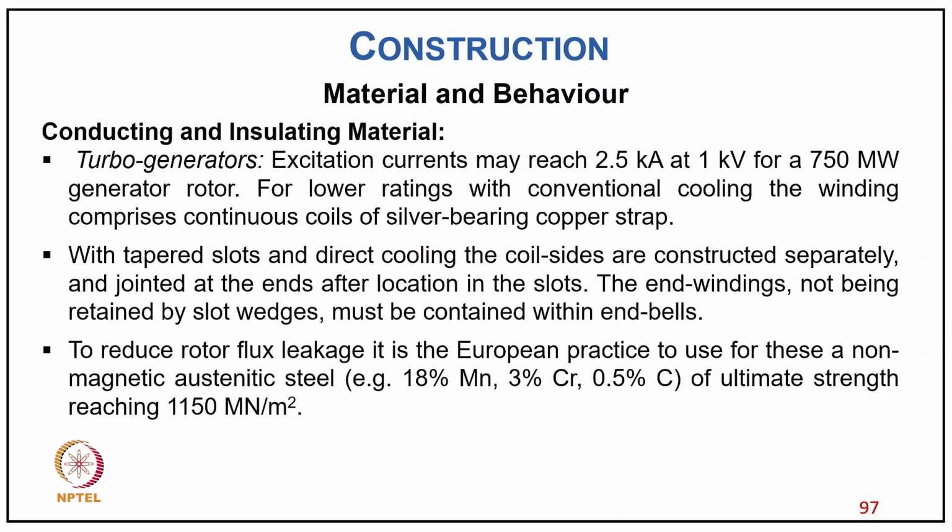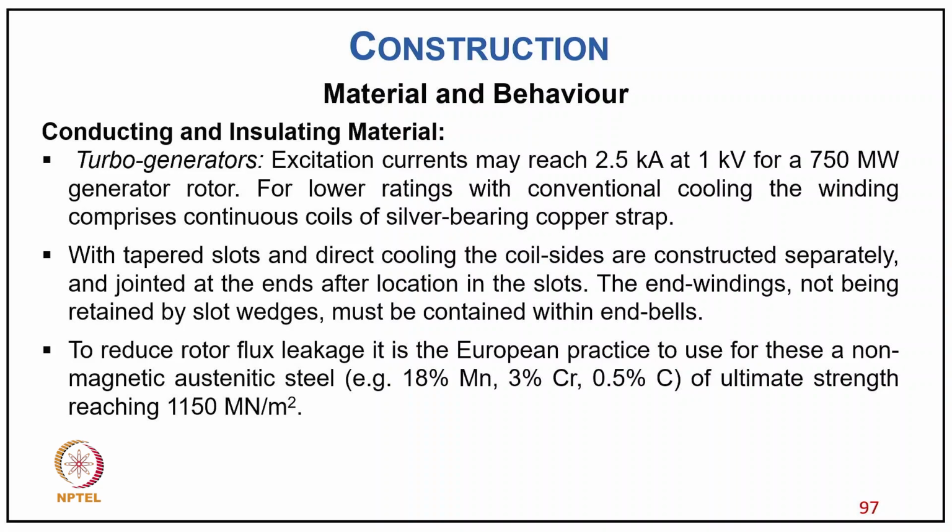Now coming to typical conducting and insulating materials in turbo generators. For a turbo generator, excitation current may reach 2.5 kiloamperes at 1 kV for a 750 megawatt generator rotor. So for lower rating with conventional cooling, the winding comprises continuous coil of silver bearing copper strap, and with tapered slot and direct cooling, the coil sides are constructed separately and joined at the end after location in the slots, and the end windings, not being retained by the slot wedges, must be contained with the end bells.